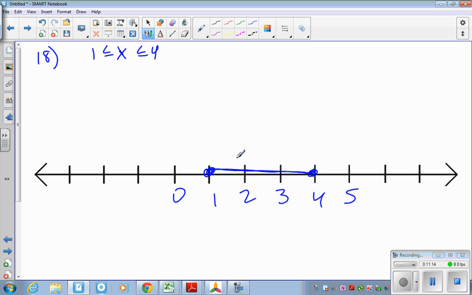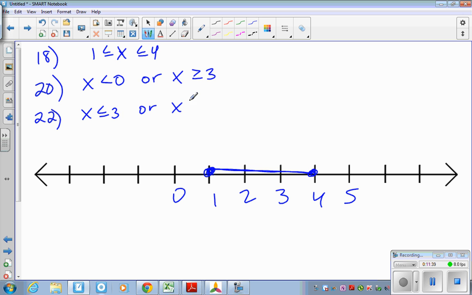Because the graph is in between 1 and 4, and it has a closed circle on 1 and 4, this is your answer. Number 20, I'm actually just going to give you guys the answers, and hopefully you see why. Number 20 is x is less than 0, or x is greater than or equal to 3. Number 22, x is less than or equal to 3, or x is greater than or equal to 6. And then number 24, 26, 30, and 32, I'll go through a bit.